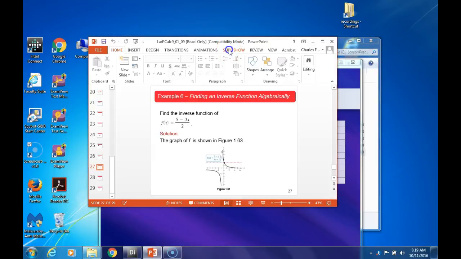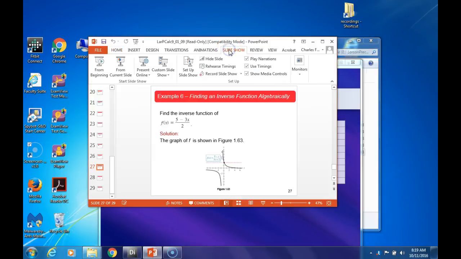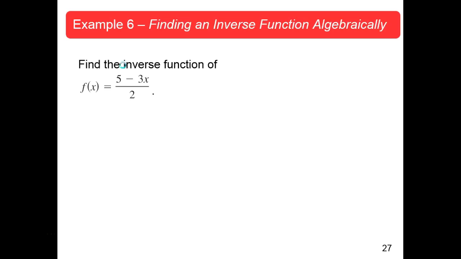You set up the slideshow. And as soon as it comes up, we'll be going. There we go. All right, this is not the example 6 that's in your text. So let's do the example 6 that's in the text.